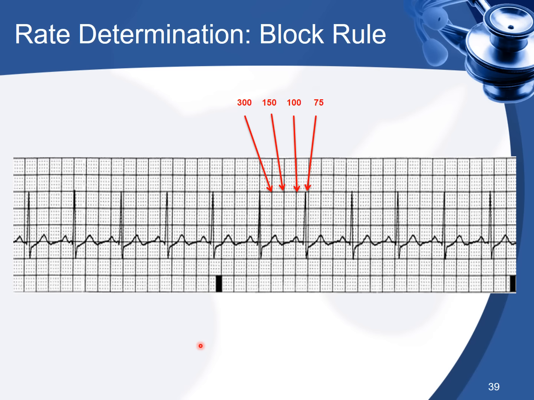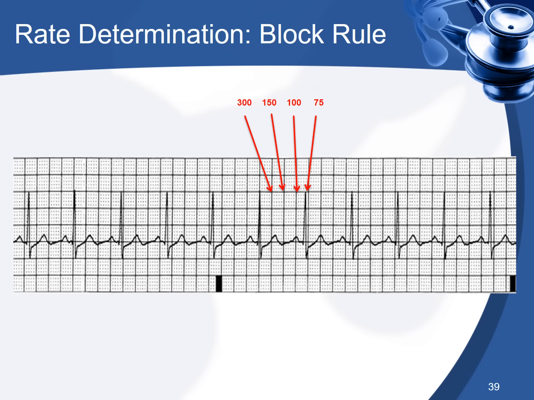The way we do with the block rule is that we find a QRS that is falling right on top of that heavy line, like this one here. So this QRS falls on a heavy line. We use that as our base. Then we look at the big box. So here is the next heavy line. That number is 300. The next heavy line is 150, the next one is 100, and the next one is 75. So here we guesstimate a heart rate of 75 or 80.